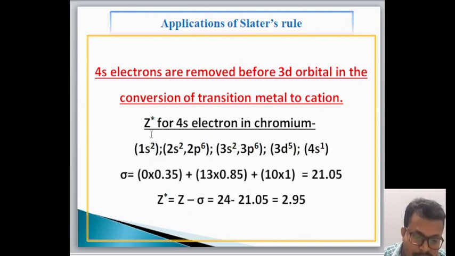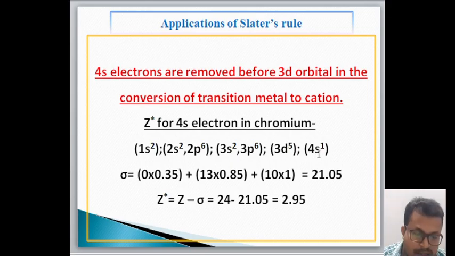So here we write down the electronic configuration of chromium. We have established the electronic configuration 1s2, 2s2 2p6, 3s2 3p6, 3d5, 4s1. So first, for the 4s electron, we will find out the effective nuclear charge. So first we will calculate the screening constant. So the 4s electron contribution will be 0.35. Since only one electron is present here, the contribution from this particular group will be 0.